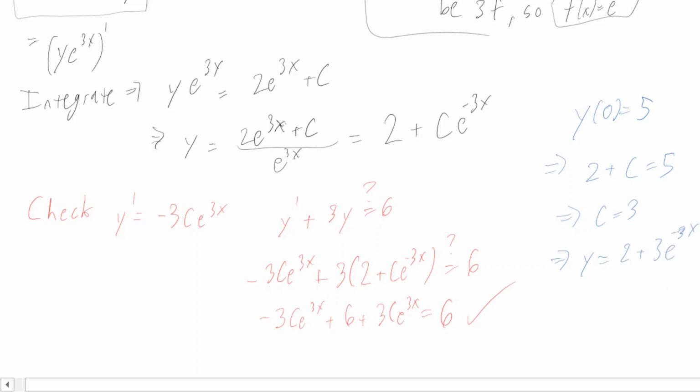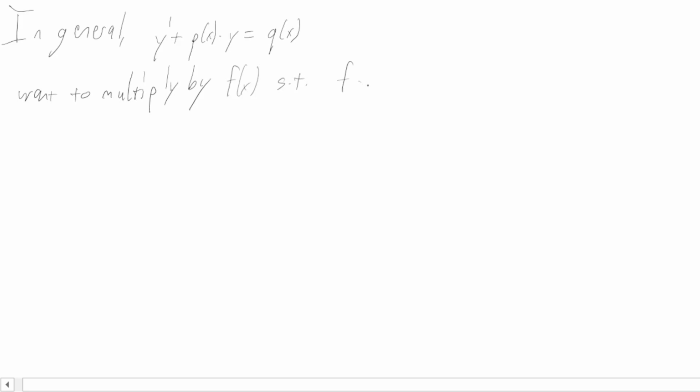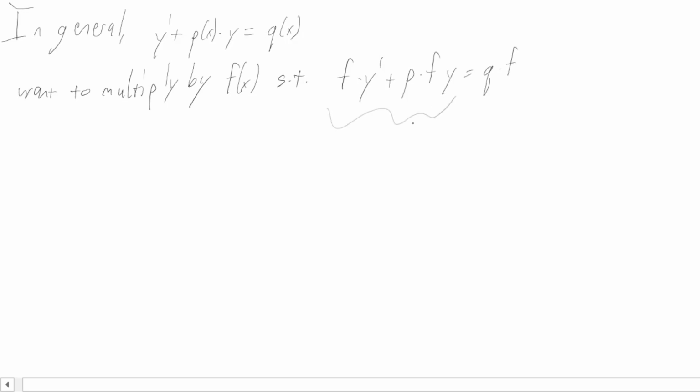Okay, so hopefully by now you have a good feel for what the general strategy is. So let's look at maybe an abstract version. So say we have y prime plus p of x times y equals q of x. And you should be able to get every first order linear differential equation like this. Okay, so once you have it of this form, we want to multiply by some function f that'll give us f times y prime plus p times f times y equals qf, and this left side we want to be the result of a product rule, the derivative of f times y.